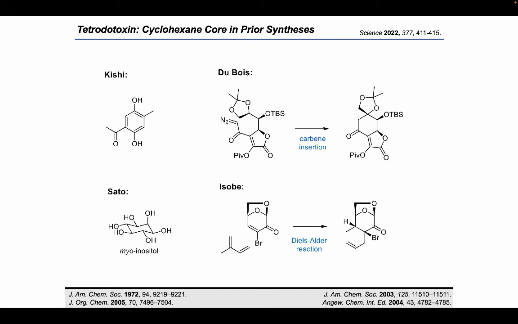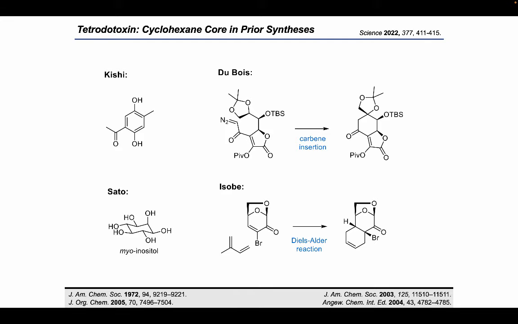Before we started planning our approach, we carefully studied the literature and found that almost all prior syntheses established the cyclohexane core early and added the functionality step by step. For example, Kishi and Sato started from 6-membered building blocks. Kishi used a benzene derivative and Sato used myo-inositol. Dubois and Isobe formed their carbocycles at an early stage. Dubois used carbene insertion chemistry and Isobe used the Diels-Alder reaction.